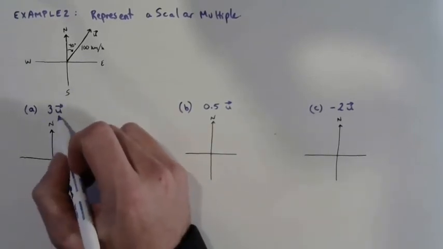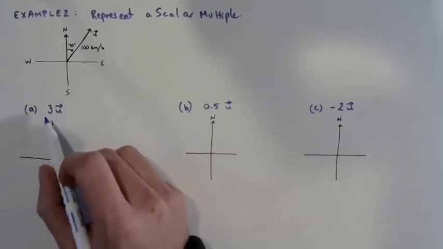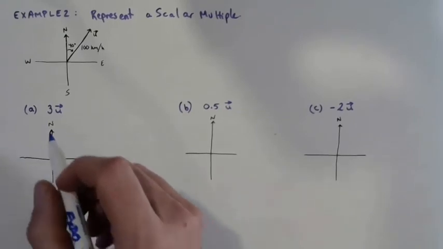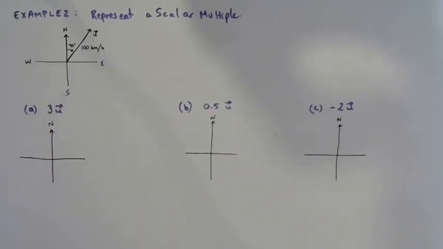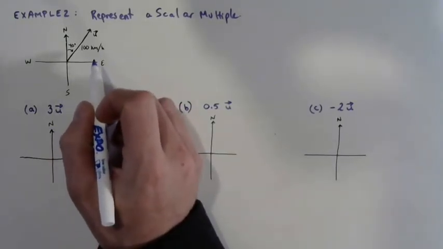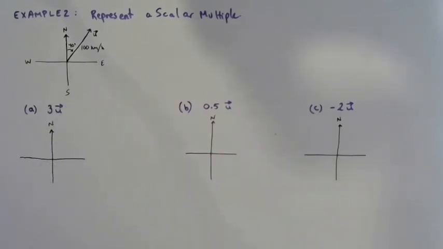So I need 3u. So is the direction going to change? Nope. Multiplying by a scalar keeps the same direction. It doesn't change the direction. It only changes the magnitude. The magnitude is going to be multiplied by 3, which means the velocity is now 300 kilometers per hour. And I need to represent that by a vector that is 3 times as long as vector u.